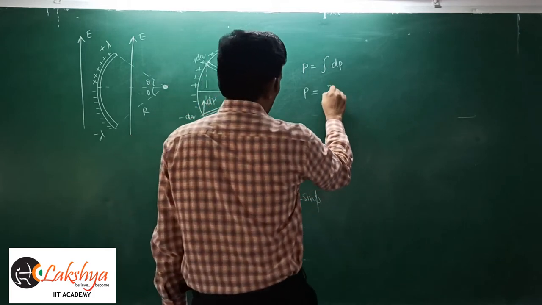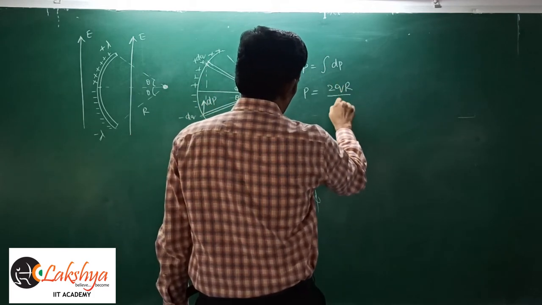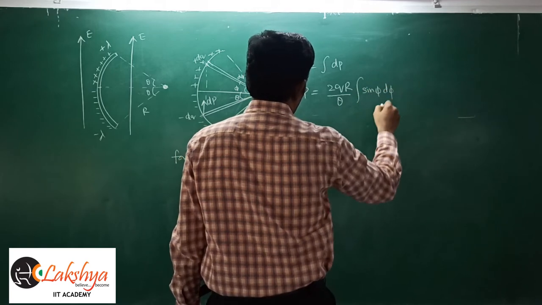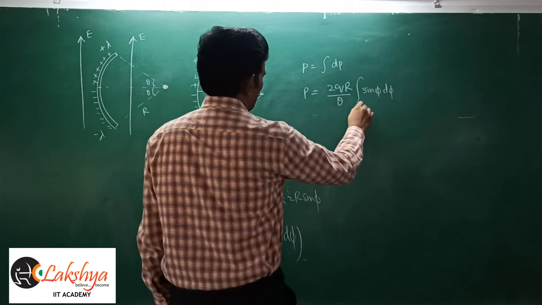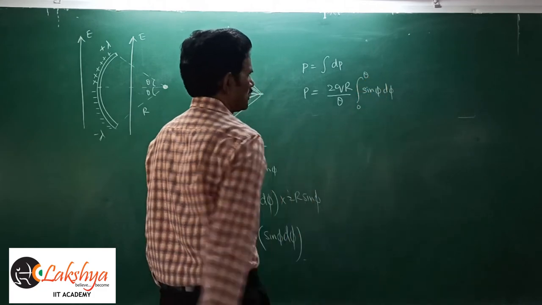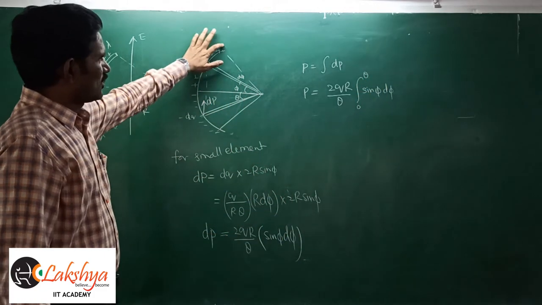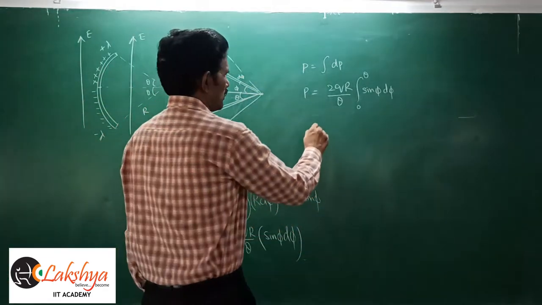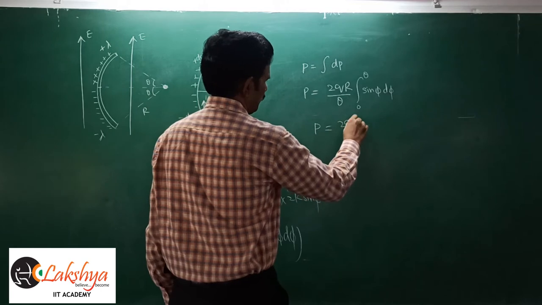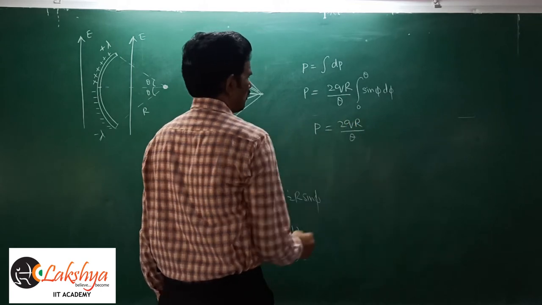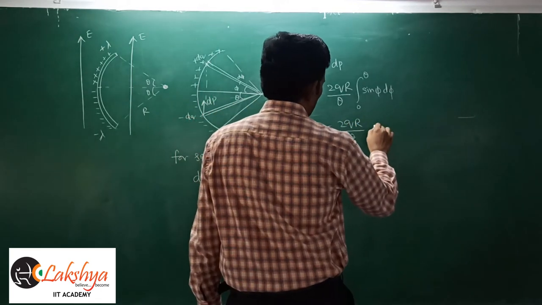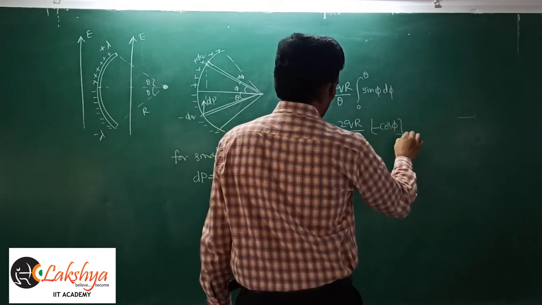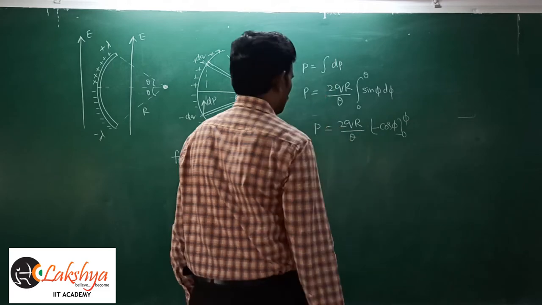This is 2qr by theta into the integral of sin phi d phi. Now this phi value varies from 0 to theta, because from here to here we need to integrate. When it is here it is 0, and here it is theta. Therefore it is 2qr by theta into the integral of sin phi, which is minus cos phi, and limits are from 0 to theta.